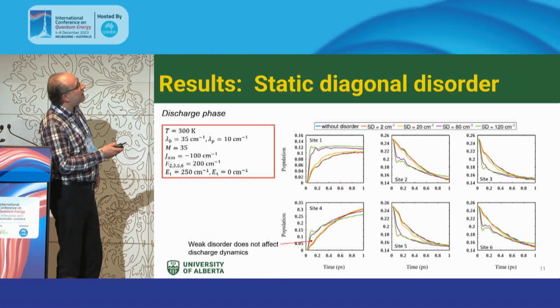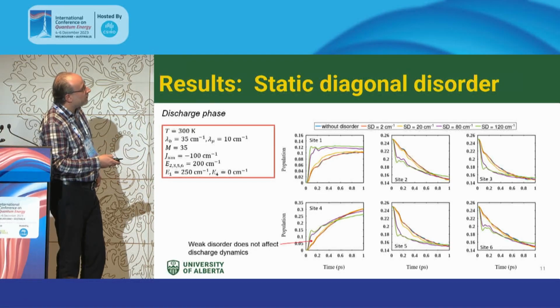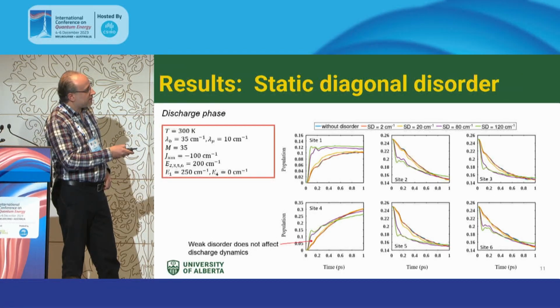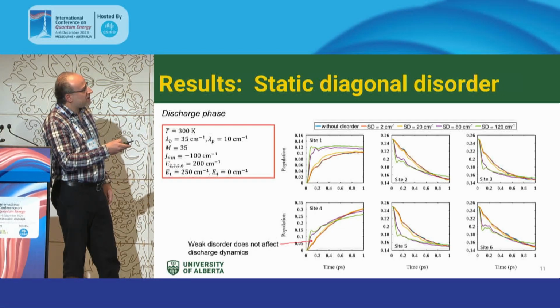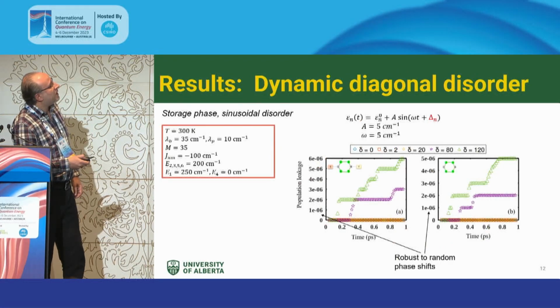Now on to the discharge phase, again for static diagonal disorder, again focusing on site 4. We see that weak disorder does not affect the discharge dynamics, so all these curves look roughly the same. Even as you increase the strength of the disorder, there is not much difference.